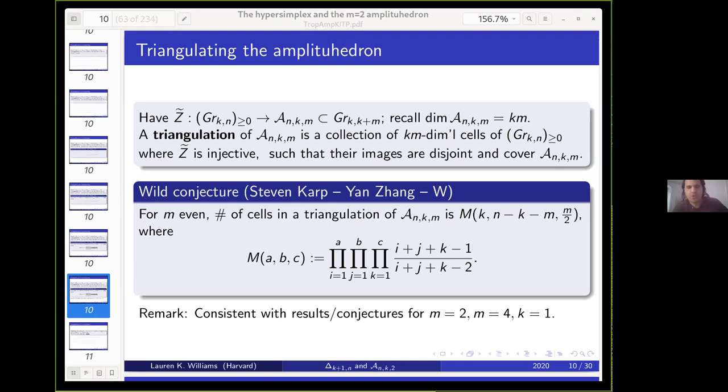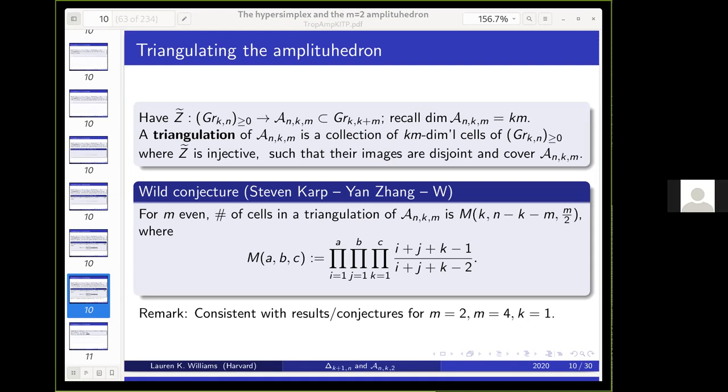But is it easier to understand how the hypersimplex decomposition is related to the amplituhedron, or the momentum amplituhedron for m equals 2? You take exactly the same cells in the positive Grassmannian. Sure, but I'm asking: is the real connection to the m equals 2 amplituhedron just descending from the momentum amplituhedron for m equals 2? Is the connection with the hypersimplex most obvious in momentum space? That's what I'm asking.